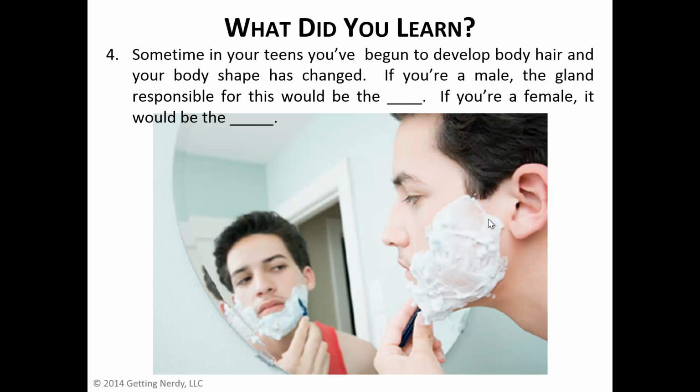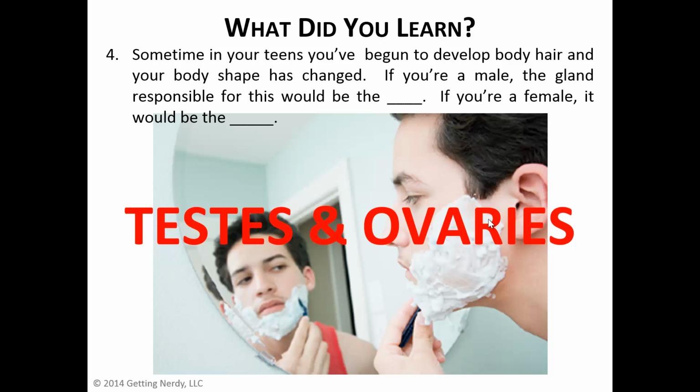And sometimes in your teens, you begin to develop body hair and your body's shape has changed. If you're a male, the gland responsible for this would be, and if you're a female, it would be. I want you to think back to yesterday when we talked about the 2 reproductive organs that are found in males and females. The correct answer here should be the testes in males and the ovaries in females.